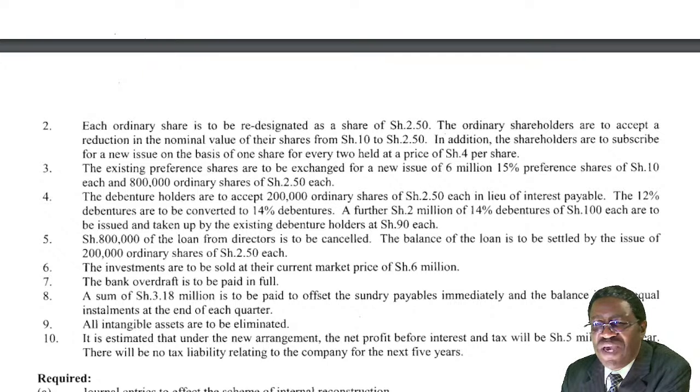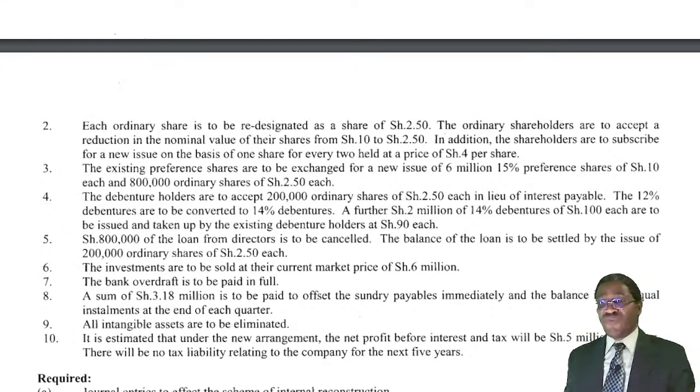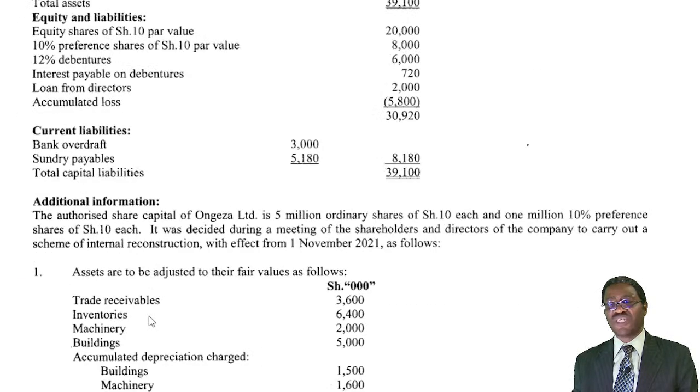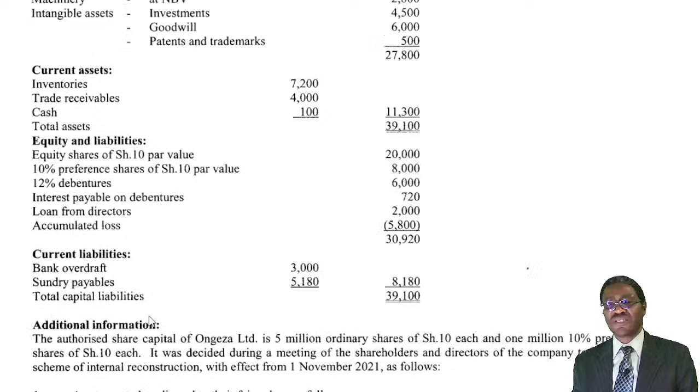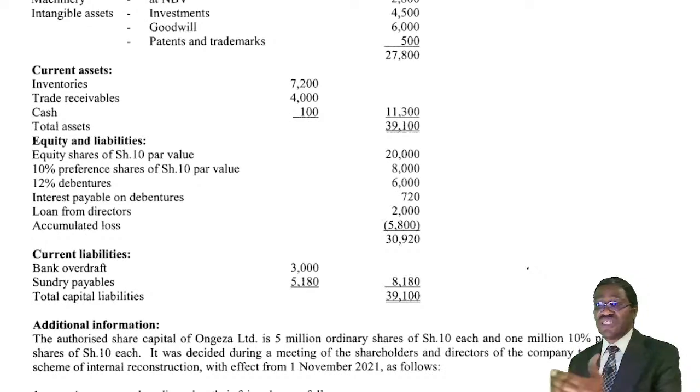The 12% debentures are to be converted to 14%. That one is easy. Let's just convert it direct. We are converting the original 12% to 14%. Just go to the balance sheet, see what is the value. If you look at the balance sheet, we have a 12% debenture worth 6 million. We agreed that we convert it to a 14%. You just debit the 12 and you credit the 14.